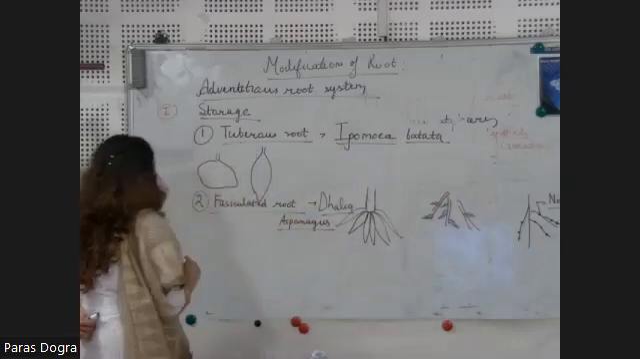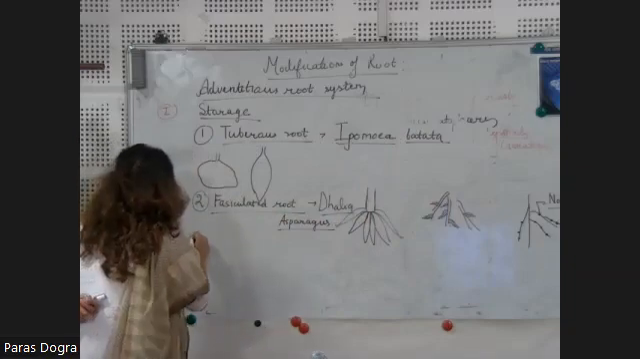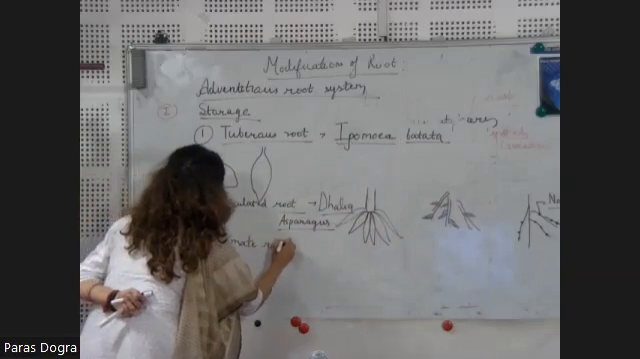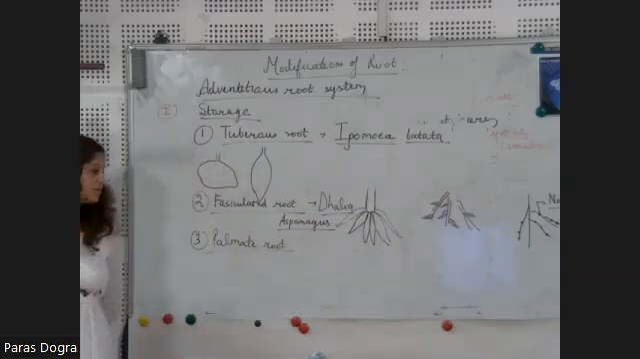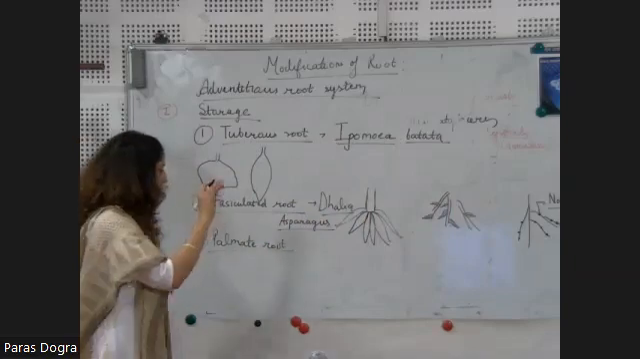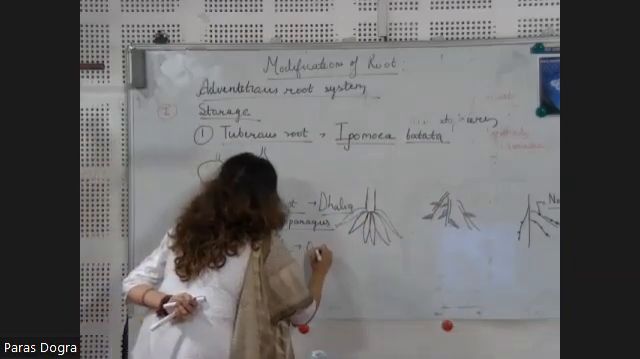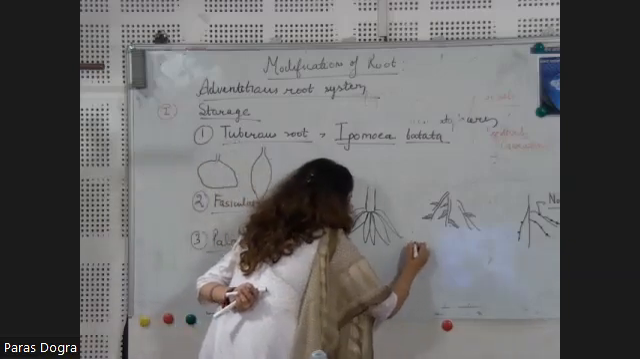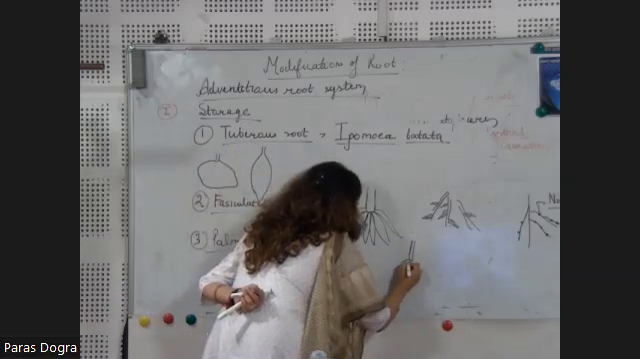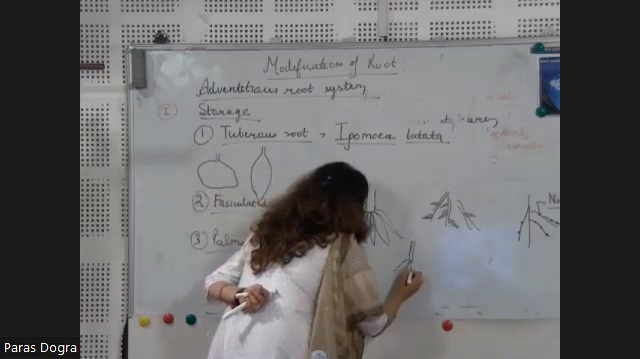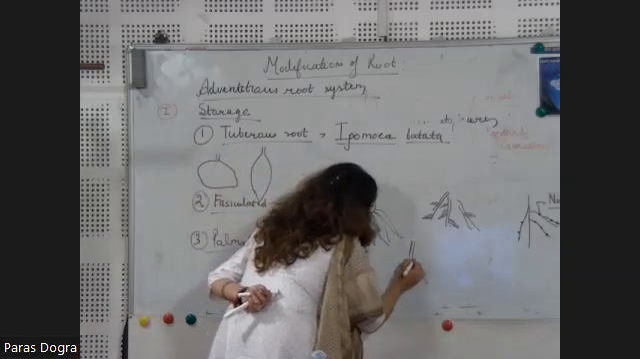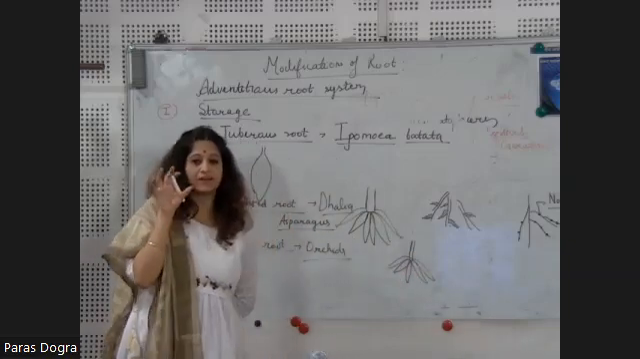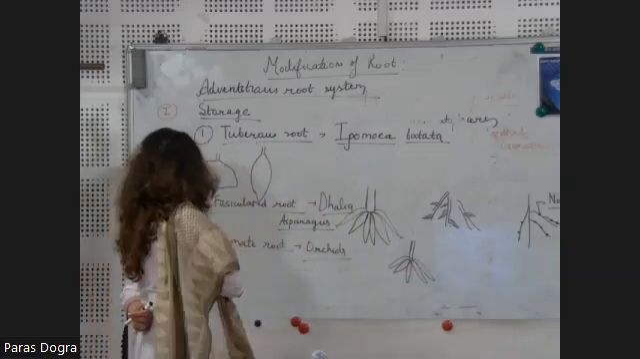Okay, the third category you see is the palmate root. As the name suggests, the root assumes the shape of a human palm. This is mostly seen in orchids, where here also the roots are in bunches. And here the roots are more or less like a palm and fingers. So that is why the name palmate roots is given.